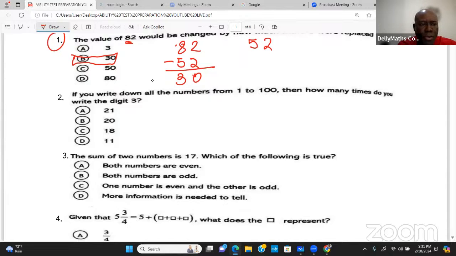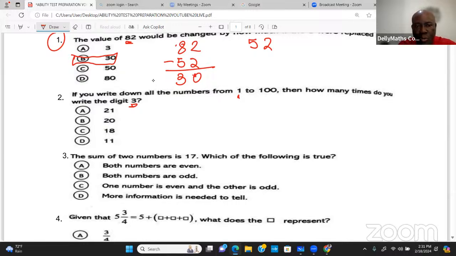Let's take a look at question 2. All right, if you write down a number from 1 to 100, you want to write down all the numbers from 1 to 100. We want to know how many times we would have written the digit 3. So we want to sit down and check this out. How many times are we going to write 3 if we're writing from 1 to 100? All right, so let us go through.